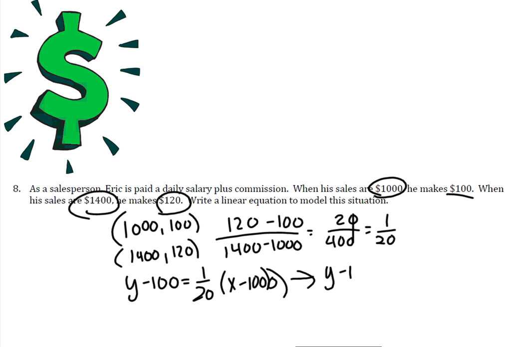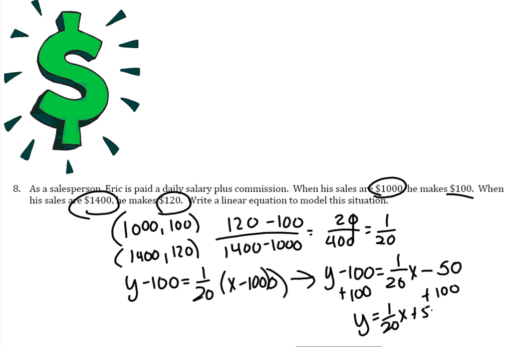So let's get it into slope intercept form. That's going to be y minus 100 equals 1/20th x minus 1,000 divided by 20. So that's going to be 50. So now add $100 to both sides. So my equation is y equals 1 over 20 x plus 50. So there's my linear equation.